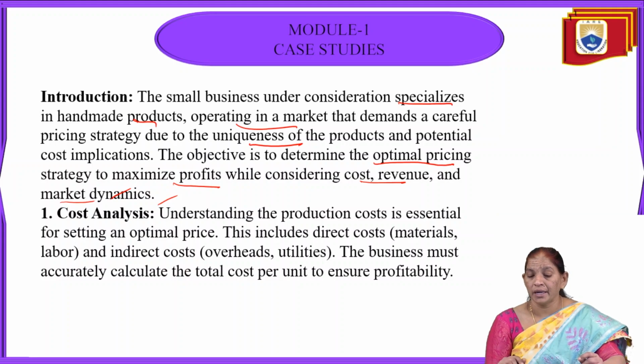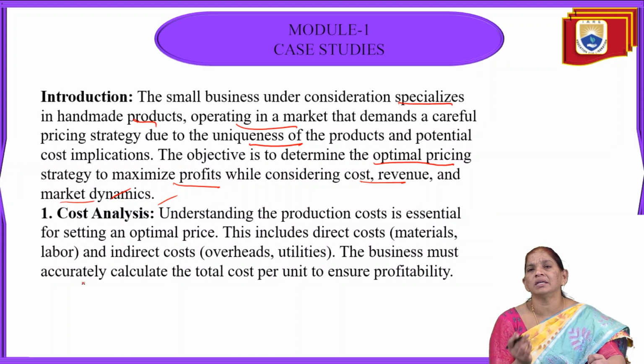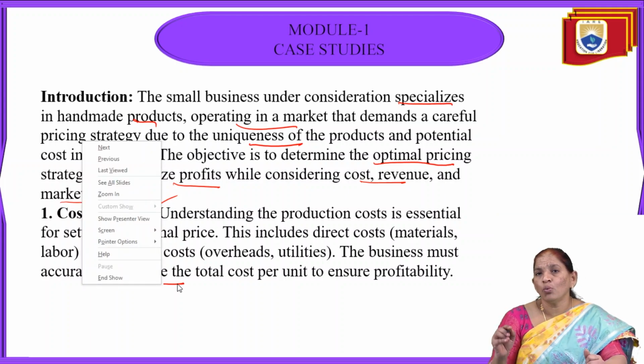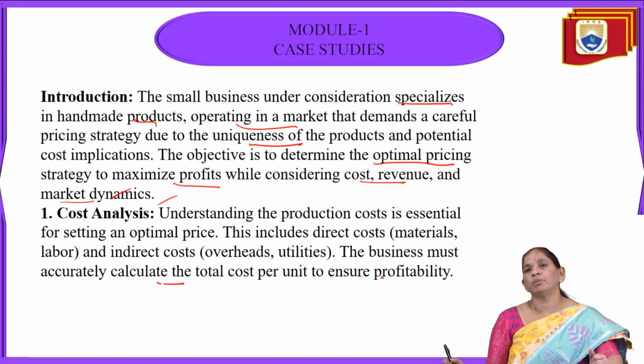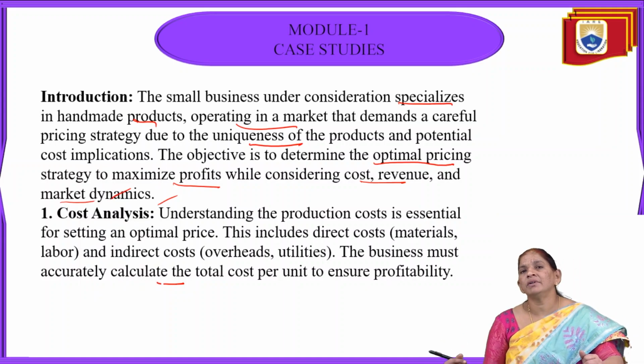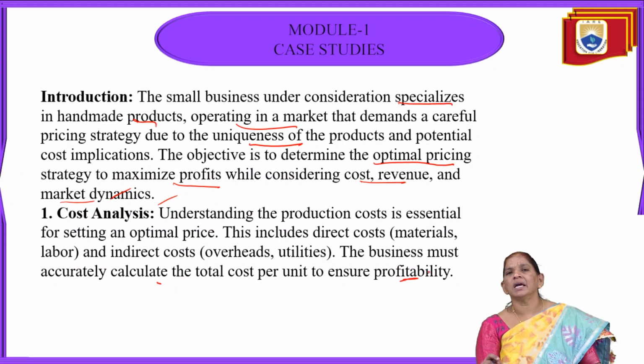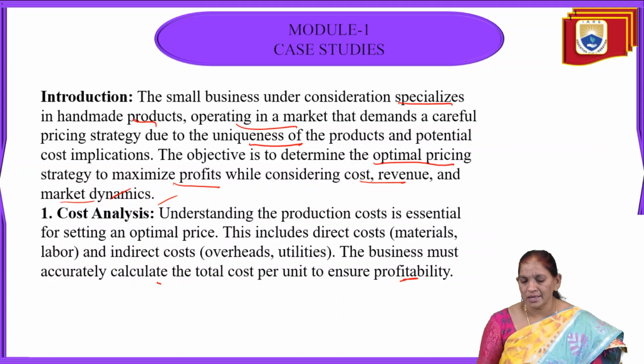So optimum pricing 100% includes the direct cost, related to material and labor, and the indirect cost like overheads and other utilities. By analyzing this cost, we can accurately calculate the total cost and what ensures the profitability of an organization. When the total cost is less and the price is high, we get more profit. If the total cost is more and the margin is less, then the profitability will be less. So these businesses will calculate accurately based upon this cost analysis.